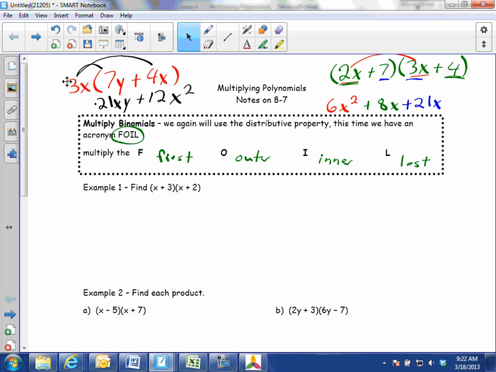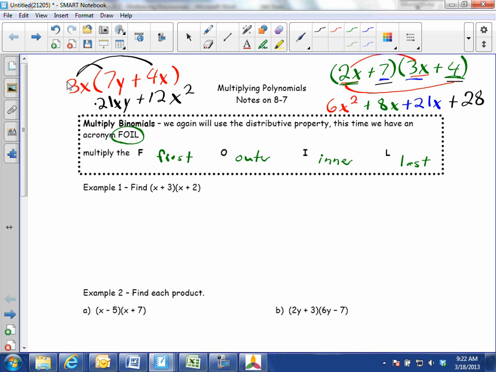21x. And then the last, well, if 2x and 3x were the first, what's the last? 7 and 4. 7 and 4. 7 times 4 gives us? 28. Alright, so that would be first times first, and then outer times outer, inner times inner, and last times last. Okay, but show it.